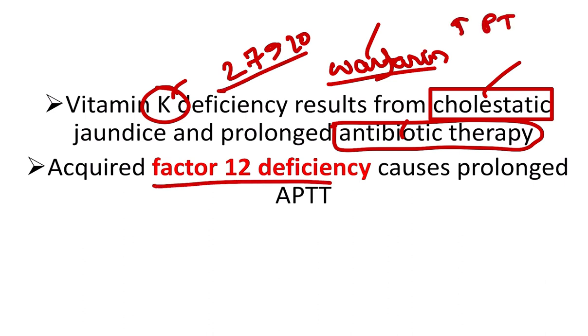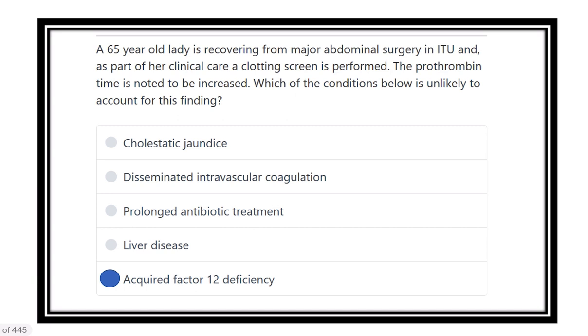But factor 12 deficiency causes an increased APTT. It is not the PT, it is the APTT. So our answer, what is this? This is the acquired factor 12 deficiency. Acquired factor 12 deficiency increases the APTT.